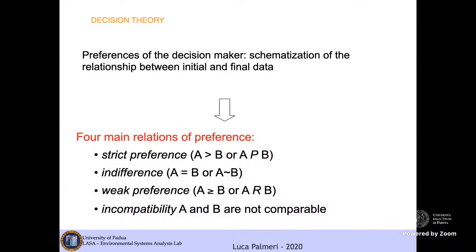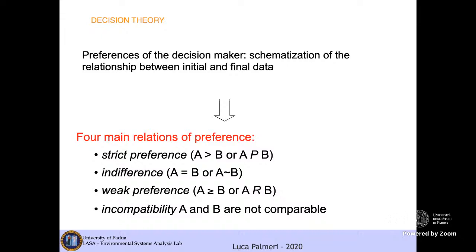The preferences of the decision maker concern a schematization of the relationships between initial and final data. For example, we may have four main relations of preferences.